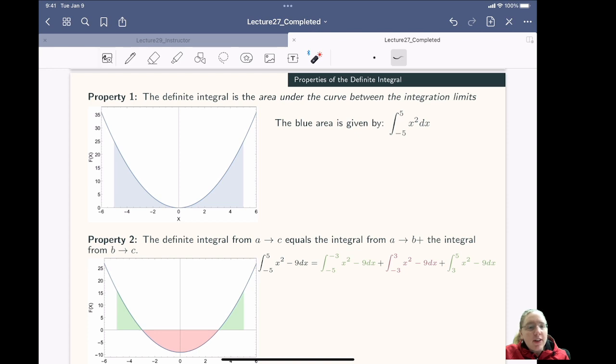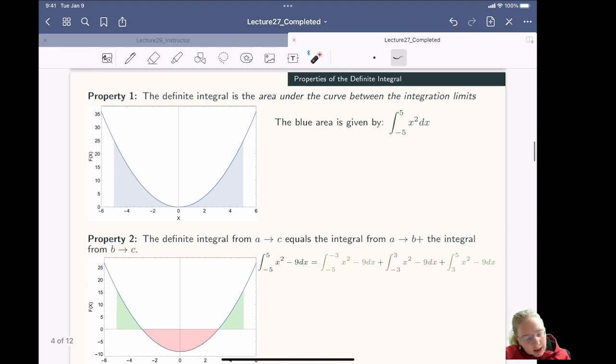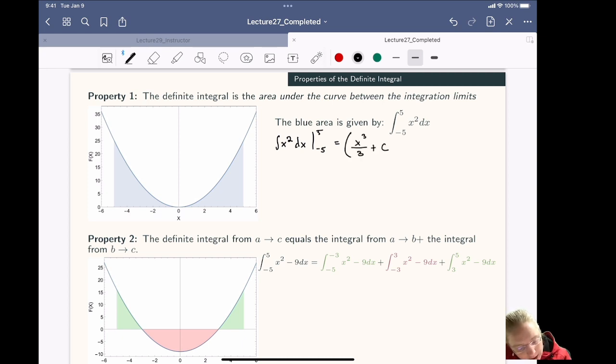The definite integral gives us the area under some curve as defined by the function between the points given by the integration limits. So the integral of x squared dx between minus 5 and 5 is the blue area shown here. In order to evaluate this, the first thing we have to do is evaluate the corresponding indefinite integral. So if we evaluate that integral, we have x squared dx evaluated between minus 5 and 5, which, using our inverse power rule, we have this evaluated between minus 5 and 5.